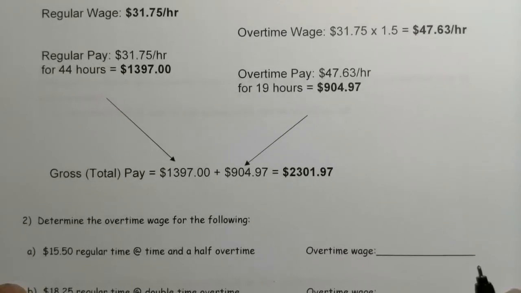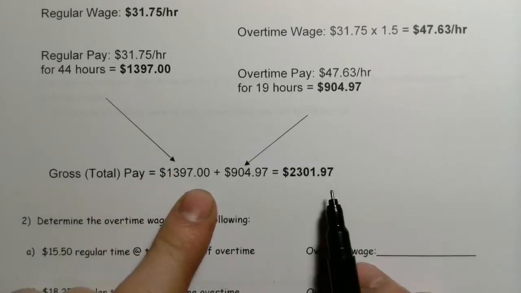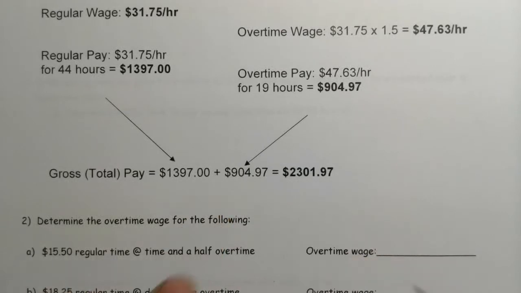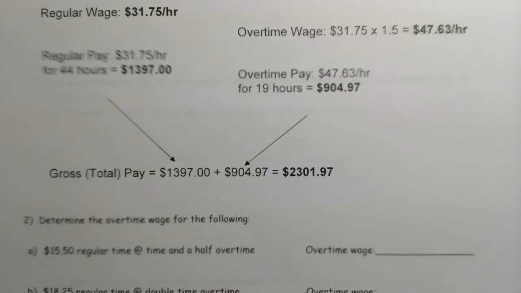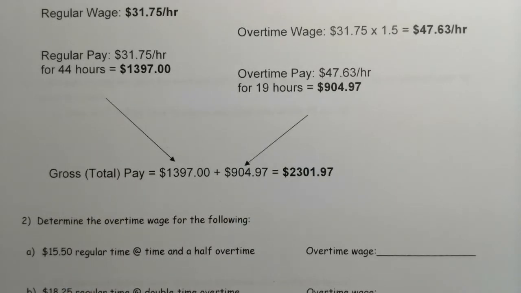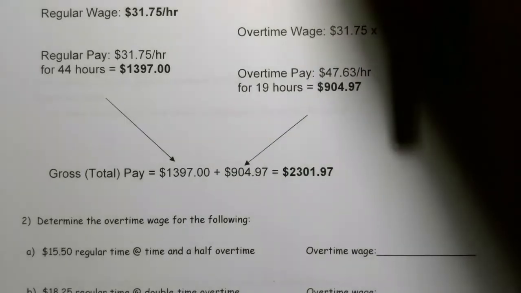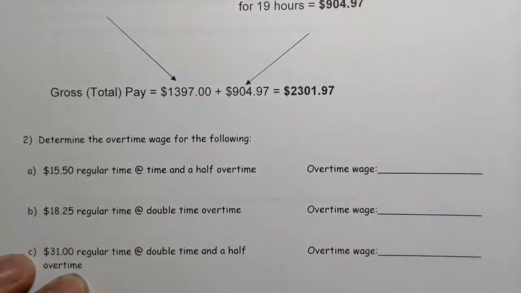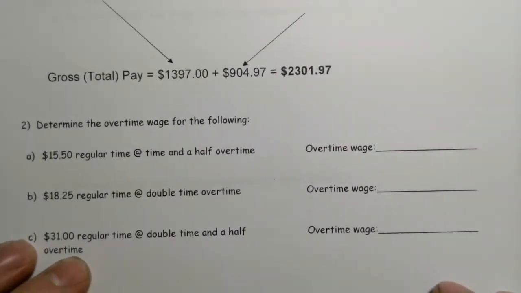Putting those together, adding them up here, we get $2,301.97. So that overtime pay made quite a difference. Let's take a look at another one here. This one is just about getting these factors correct.